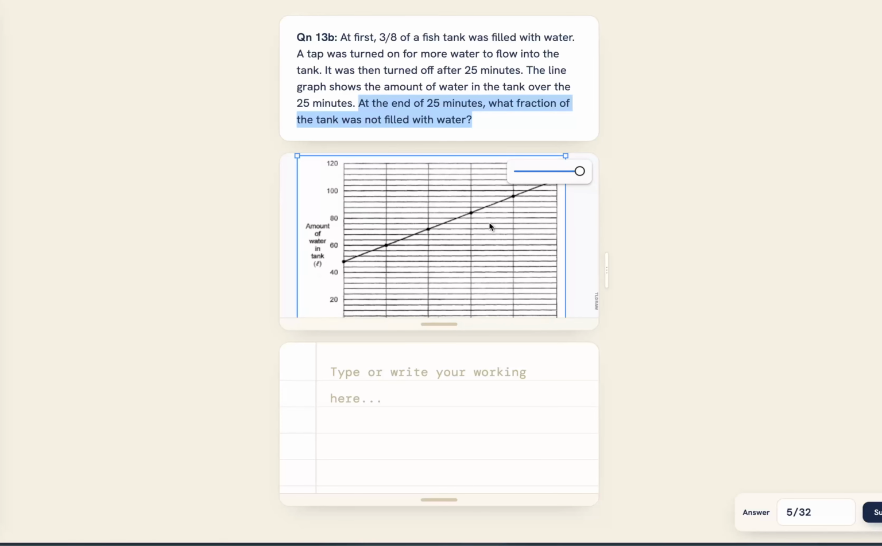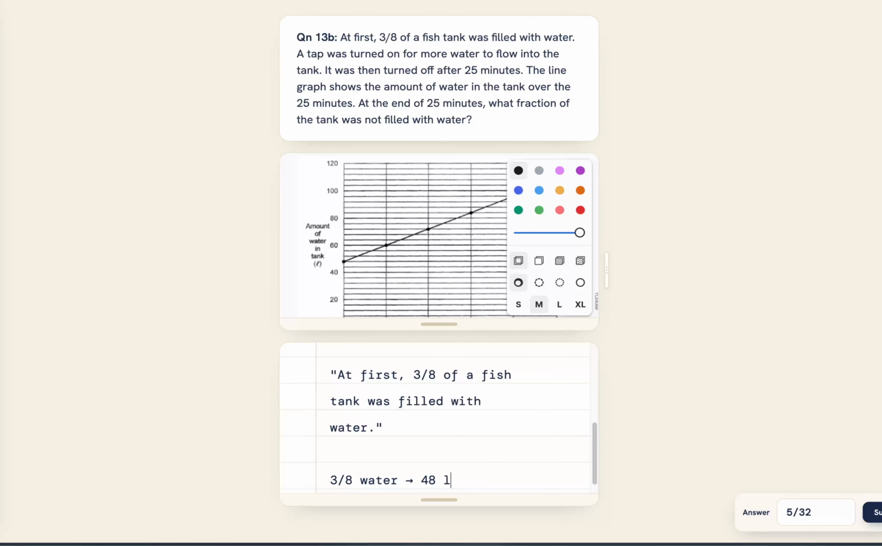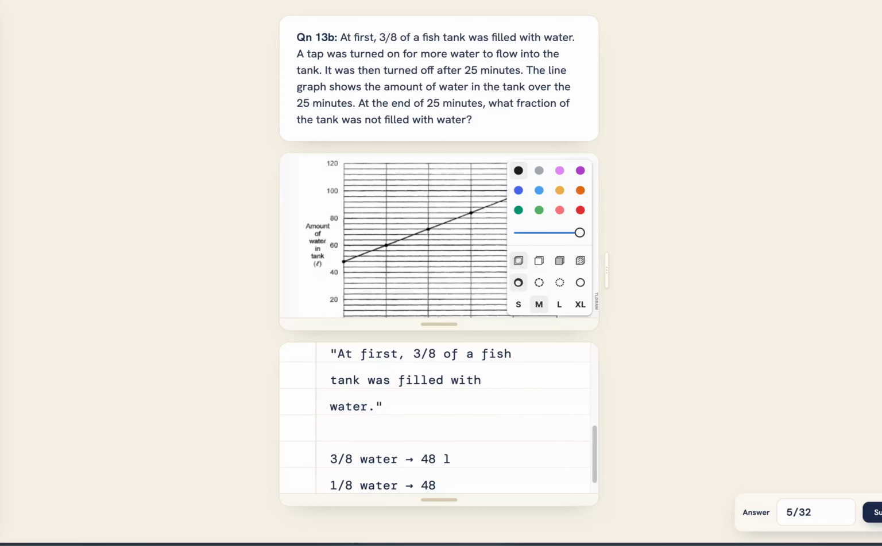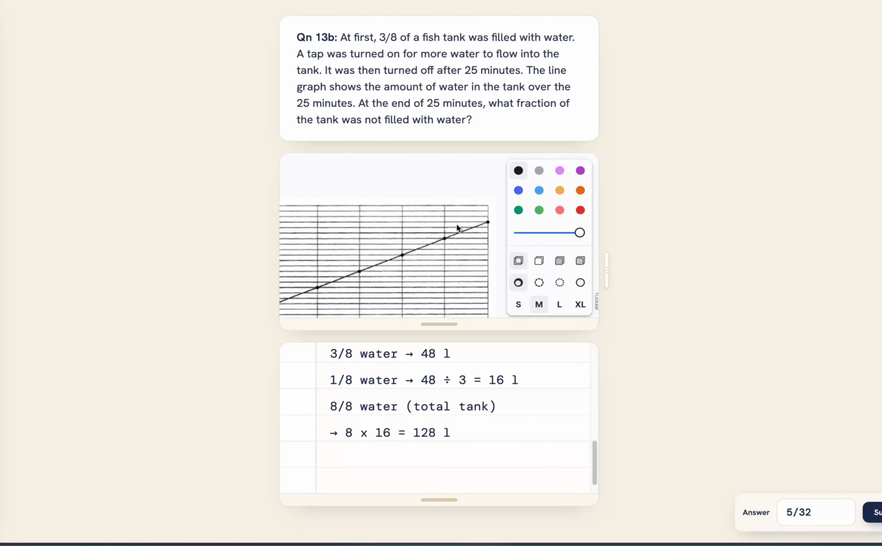For part B, at the end of the 25 minutes, what fraction of the tank was not filled with water? Okay, we know that at first, 3/8 of the fish tank was filled with water. That means 3/8 of water is equal to, at 0 minutes, 48 liters. So 1/8 is basically 48 divided by 3. This will give us 16 liters. So 8 out of 8, which is the total tank, will then be 8 times 16. This will give us 128 liters. So at the end of 25 minutes, we will draw the line like this all the way here.